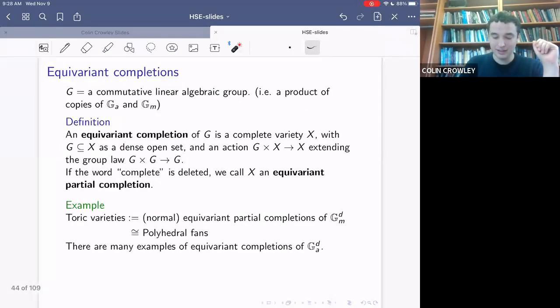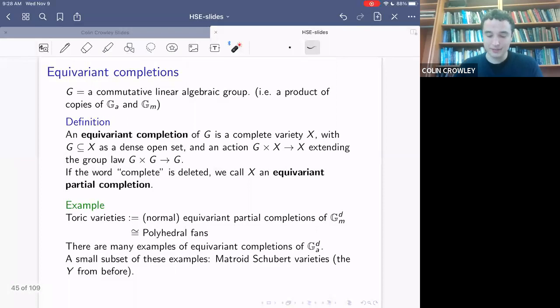And there are many examples of equivariant compactifications or equivariant completions of G_a^d. There are many, many more, I guess, than toric varieties. This is my sense. And this is something that I don't know so much about the general theory. This is part of why I'm excited to talk to you all.